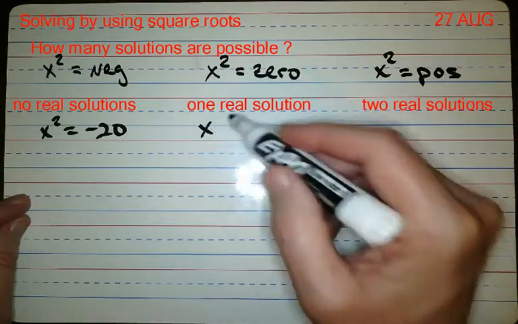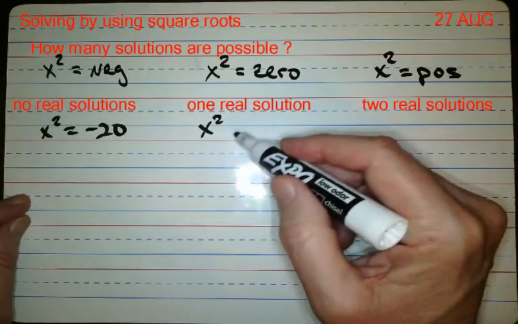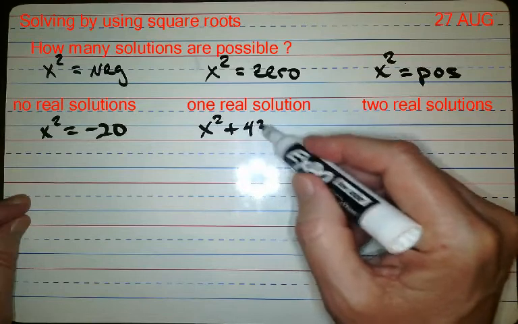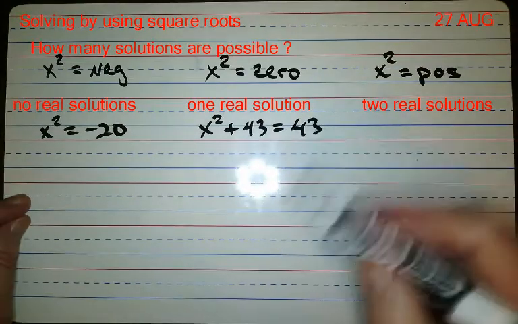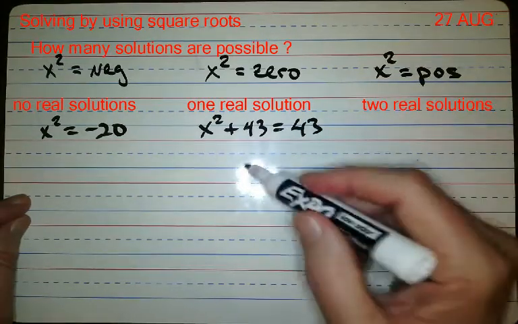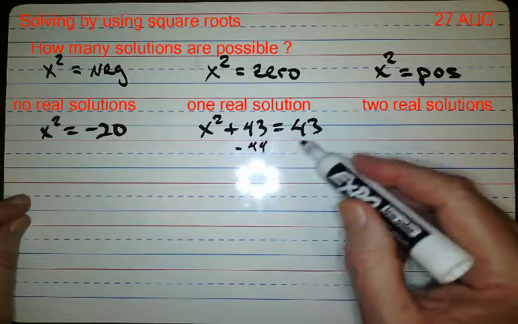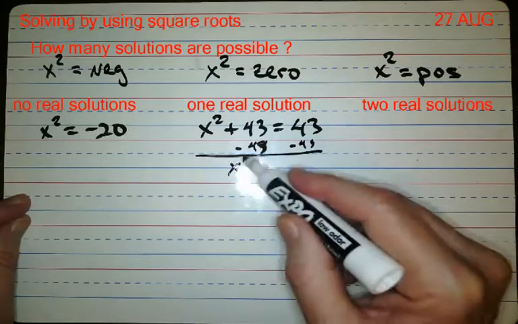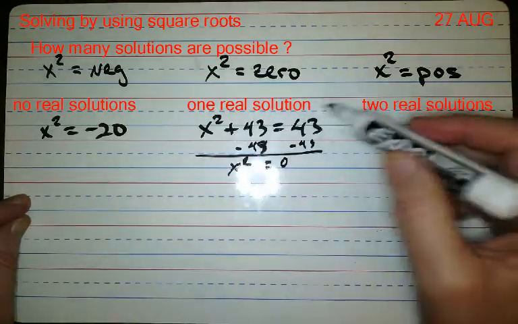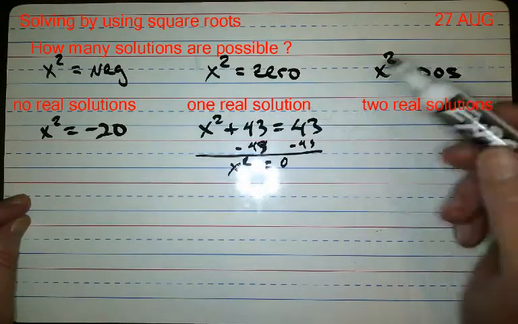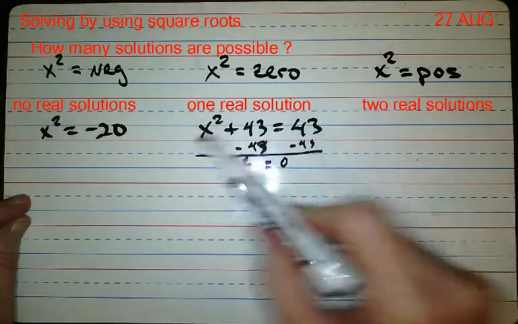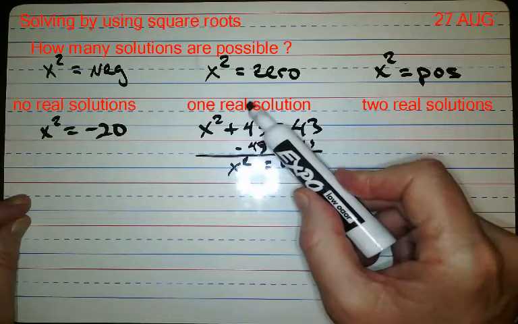What would it look like for it to be one solution? Well, we could say x squared plus 43 equals 43. Right? Well, how do I solve that? Well, I have to subtract 43 from both sides. And lo and behold, x squared equals 0. That means that there's one solution. So like I said, on IXL, they'll give you three buttons. If it looks like this one, the answer is 0.